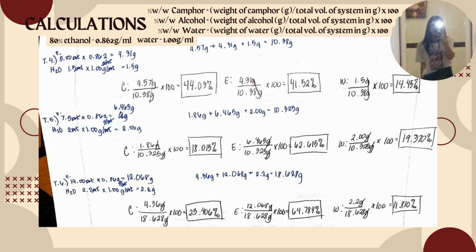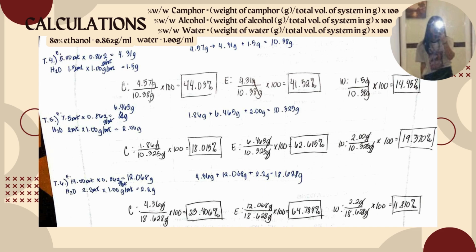First, we have to compute for the conversion of ml to gram of our alcohol and water. We have 0.862 gram per ml as the density of our 80% ethanol, since we use 80% ethanol in the laboratory. So we have 14 ml of alcohol or ethanol multiplied to its density, which is 0.862 gram per ml. Cancel out the ml units. This would give us 12.068 grams.